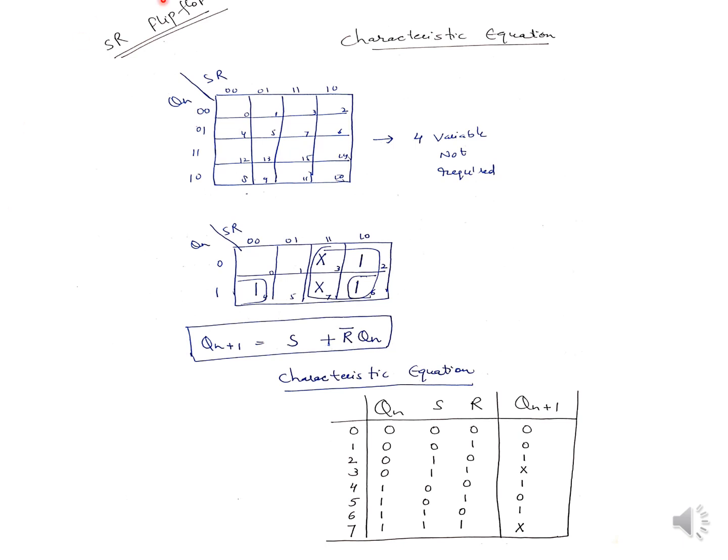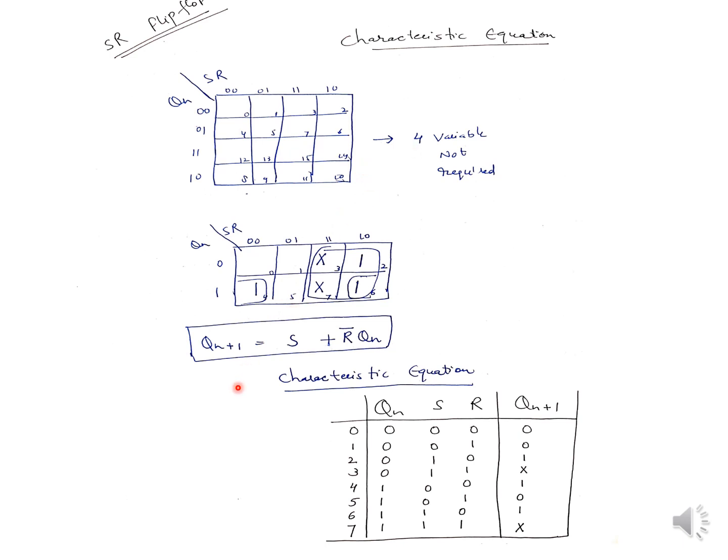Okay. Hello everyone. In this slide, what we are going to cover is the characteristic equation, which is very important in realizing the flip-flop from one flip-flop to another flip-flop. So we will cover the characteristic equation of all the four flip-flops: that is, the characteristic equation of SR flip-flop, JK flip-flop, D and T flip-flop. For this, the basic requirement is you must know how to solve the K-maps.